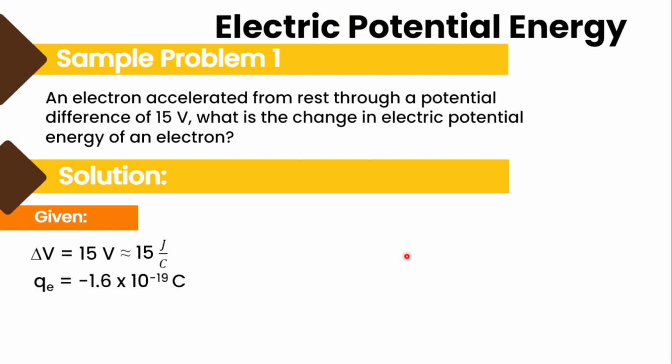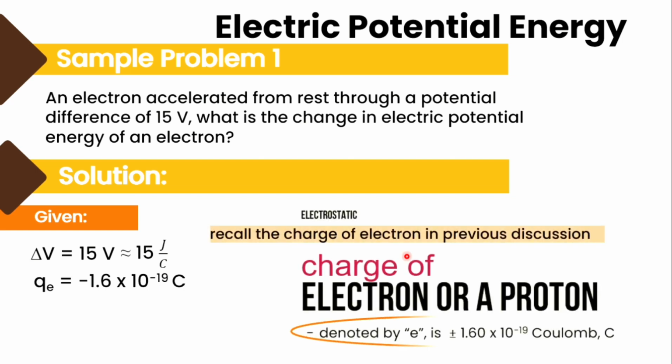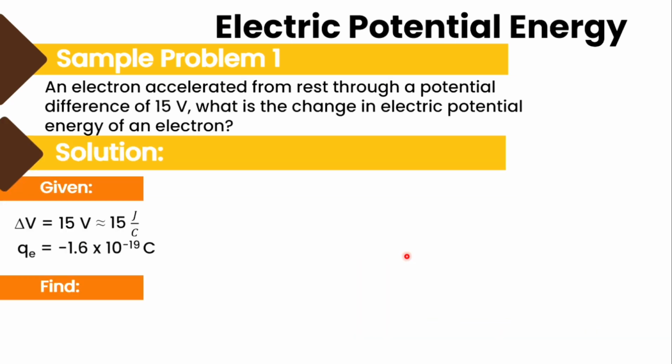Okay, the charge of the electron is equal to negative 1.6 times 10 raised to negative 19 coulomb. Recall that the charge of an electron in the previous discussion is equal to positive or negative 1.60 times 10 raised to negative 19 coulomb. So it's either the electron or proton. So we are talking about the electron here. Of course, the sign would be negative. But if I talk about a proton, that would be positive 1.60 times 10 raised to negative 19 coulomb.